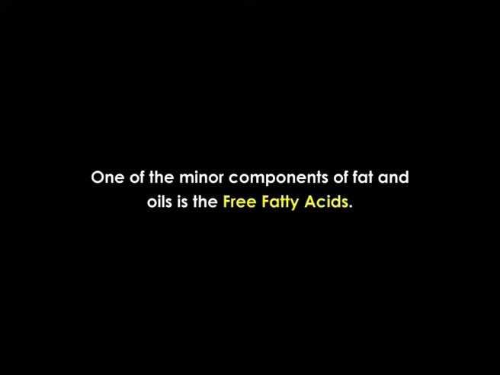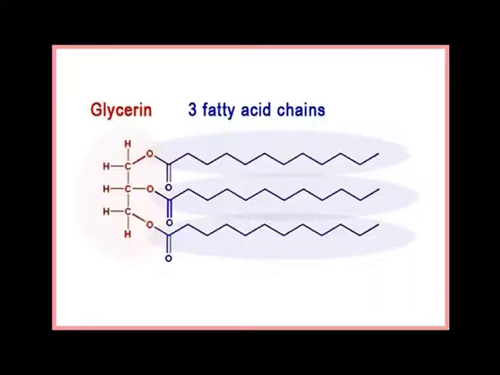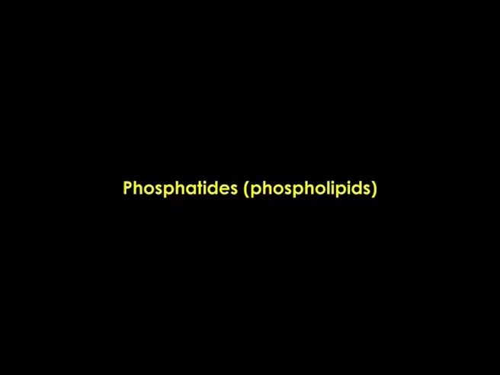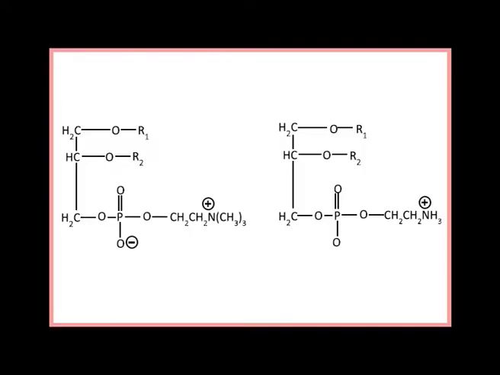One of the minor components of fats and oils is the free fatty acids. As the name suggests, free fatty acids are the unattached fatty acids present in a fat. Coming to phosphatides, which are also known as phospholipids, they consist of an alcohol, usually glycerol, combined with fatty acids and a phosphate ester.